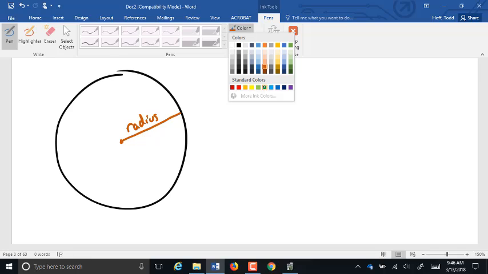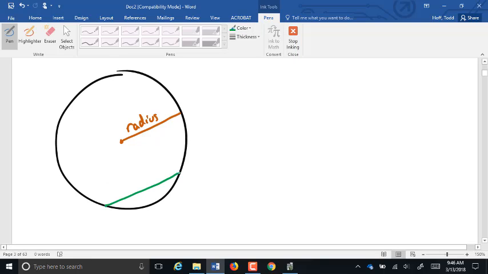What is that piece called? The segment that has its endpoints on the circle? A chord. And a chord that happens to contain the center of the circle is called what? Diameter.